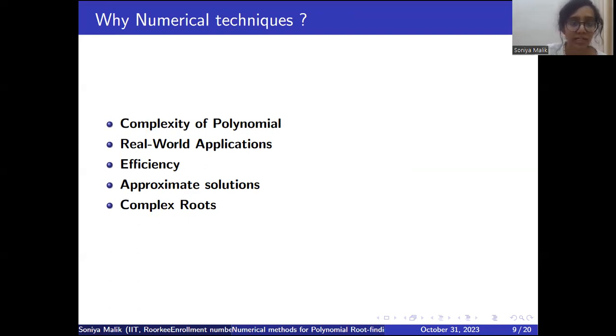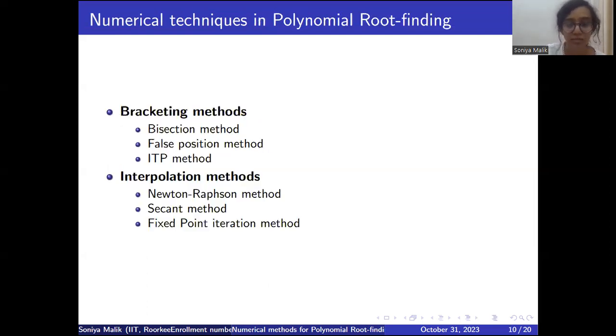And next, numerical techniques are more efficient than analytic methods. Next, sometimes we do not even require the exact solution. We just need an approximate solution for a root of a polynomial. In this case, numerical techniques are far better than analytic methods. Next, if we have a complex root of a polynomial, then sometimes it gets difficult to solve it analytically, and we go for the numerical technique to solve polynomials having complex roots.